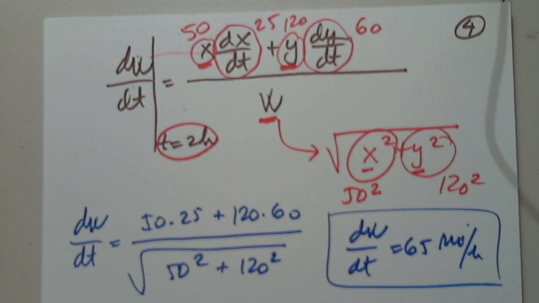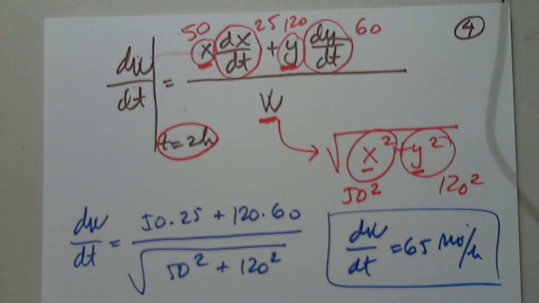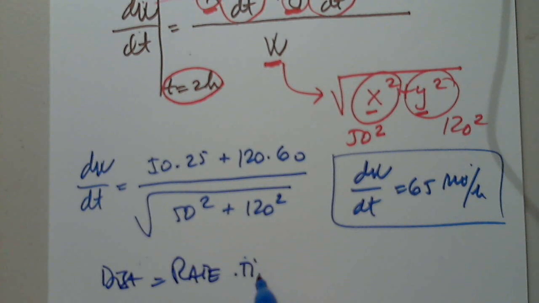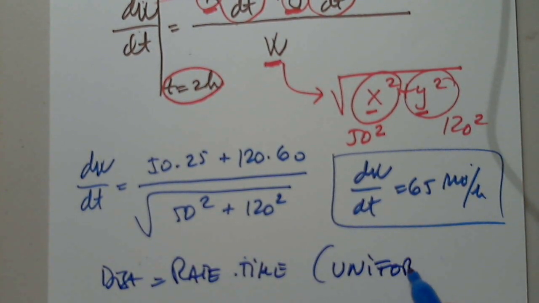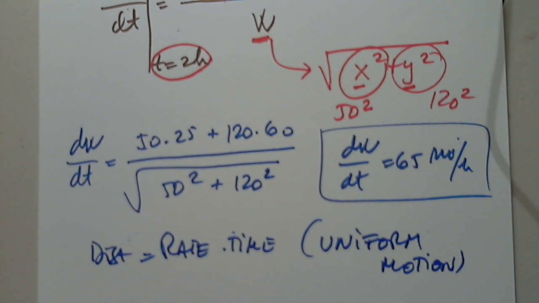Okay, so let's look at other examples. Any questions on how we determine 50 and 120? So distance equals rate times time for uniform motion. You can say that's impossible. I would have to agree with you. I can't start at 60 miles an hour, so it cannot be uniform motion. I have to start from 0 and get to 60, which is not uniform motion. But we assume that. Okay, so let's continue.